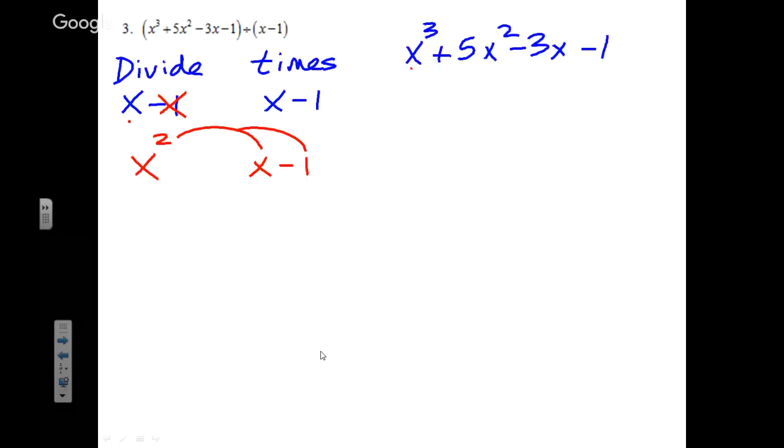X squared times x is x to the third. X squared times negative 1 is negative x squared. I did that to see what I'm taking away. Take away means switch the signs. So as soon as I draw my line here, I'd kind of like to just switch my signs. You know that you did it right if the first thing just takes care of it. X to the third minus x to the third is elimination, 0. 5x squared and an x squared.